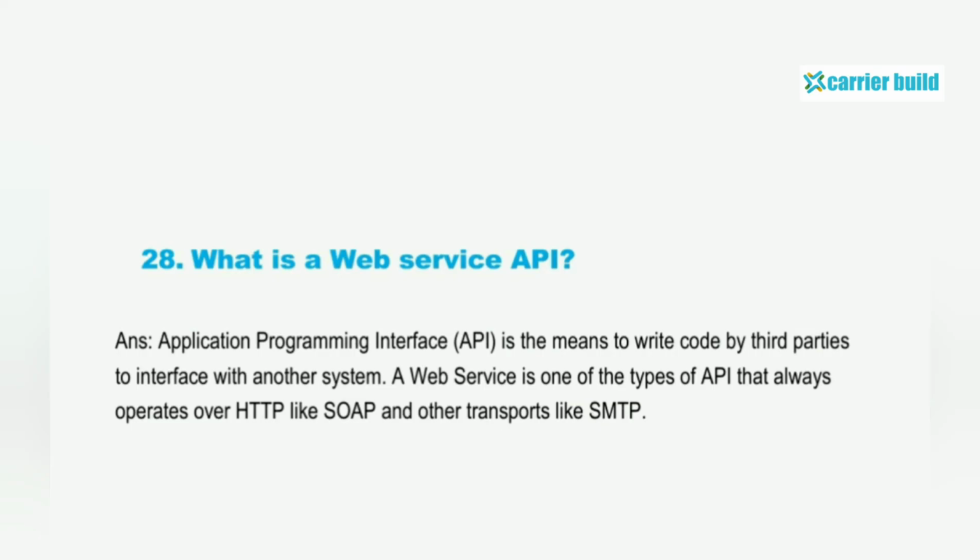Next question. What is a web service API? Application Programming Interface is the means to write code by third parties to interface with other systems. A web service is one of the types of API that always operates over HTTP like SOAP, and other transports like SMTP.